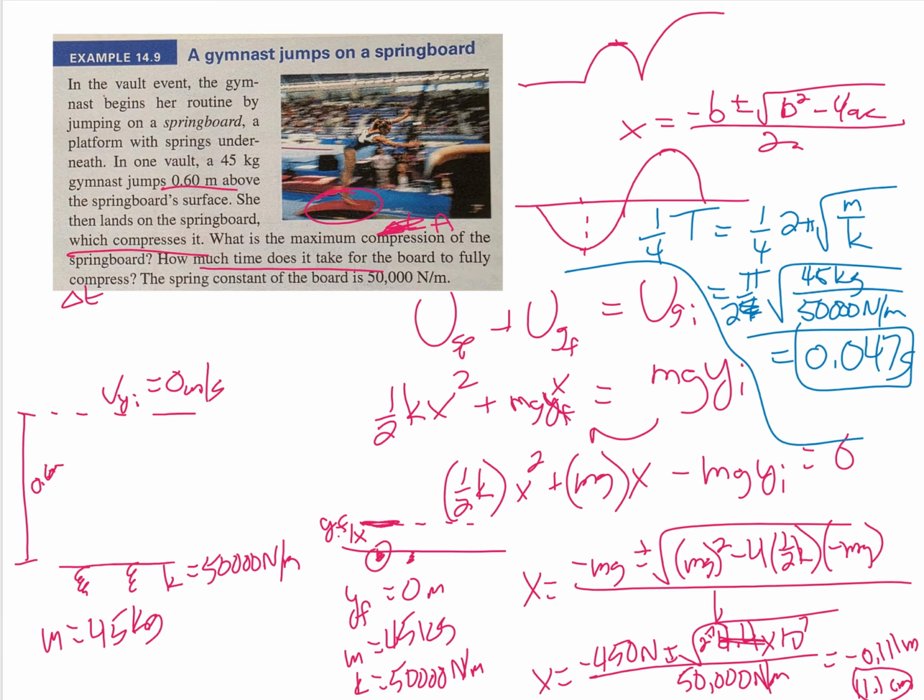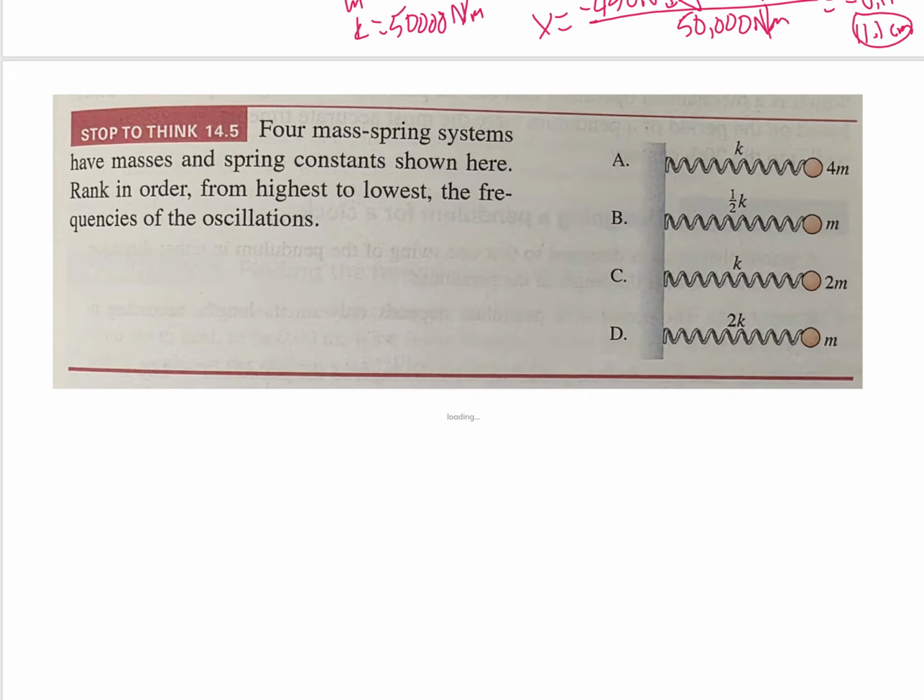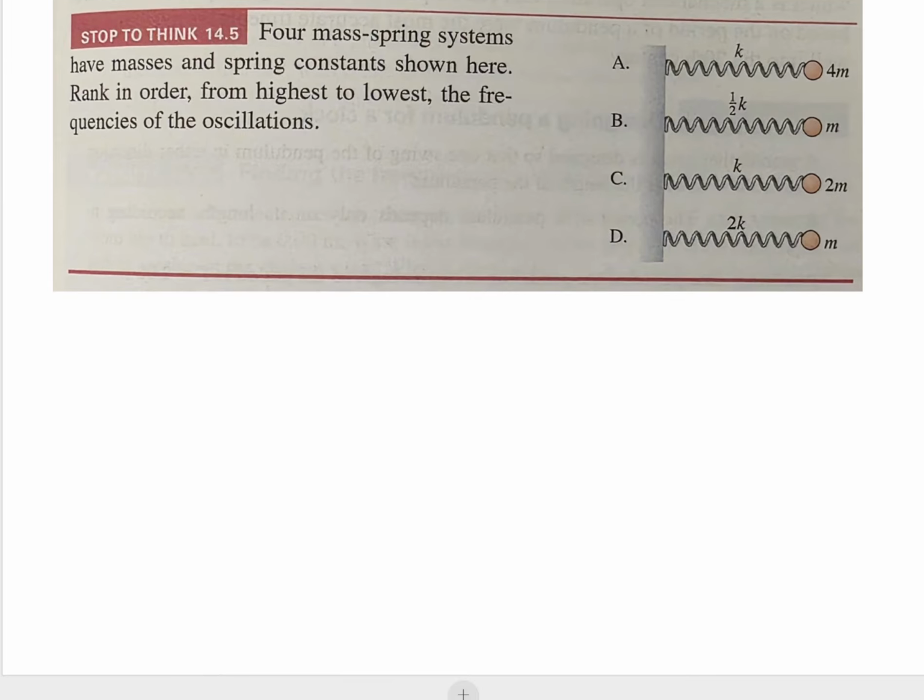In fact, I'm not sure we could do this without energy. Okay, the last one. 4 mass spring systems have masses and spring constants shown. Rank in order from highest to lowest the frequencies of the oscillation.